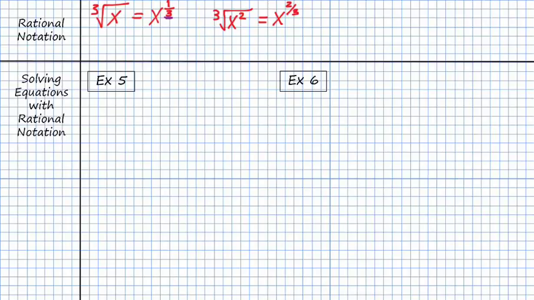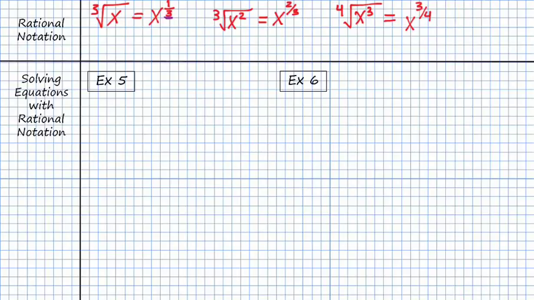So go ahead and see if you can determine, if I just gave you the 4th root of x cubed, what do you think the power will be? And what we find is that the 4th root of x cubed would be equal to x to the 3/4 power. So it's an exponent of 3/4.